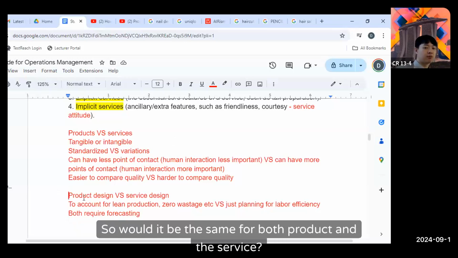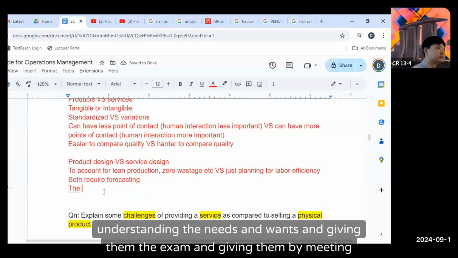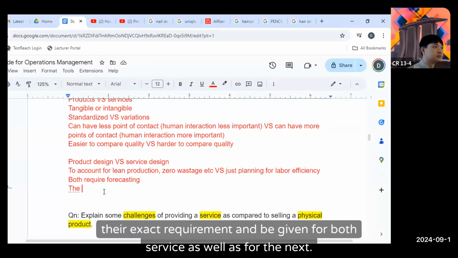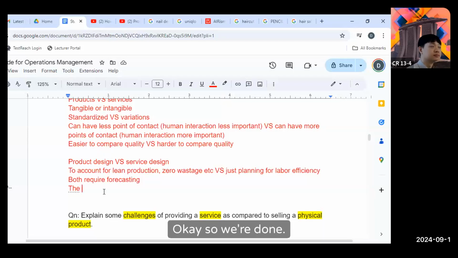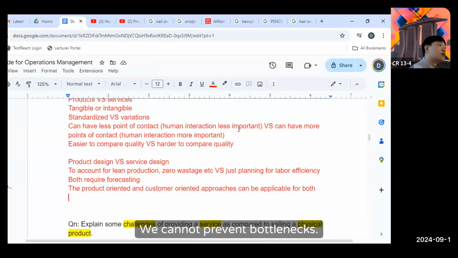So would it be the same for both product and the service? Okay, so understanding the needs and wants and meeting their exact requirements can be done for both sides, actually, both products and services. But in both product and service oriented work, we have bottlenecks. We cannot prevent bottlenecks too.